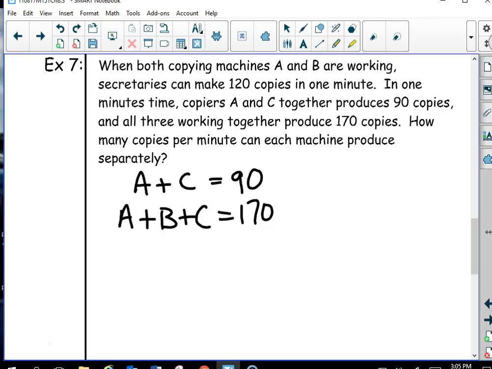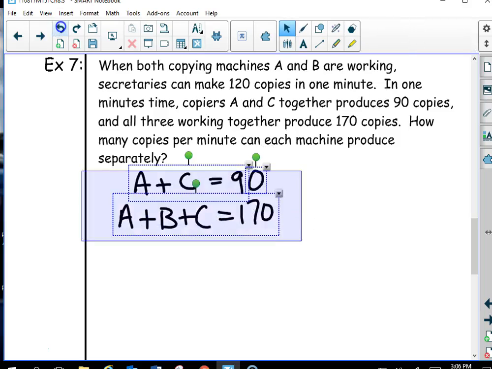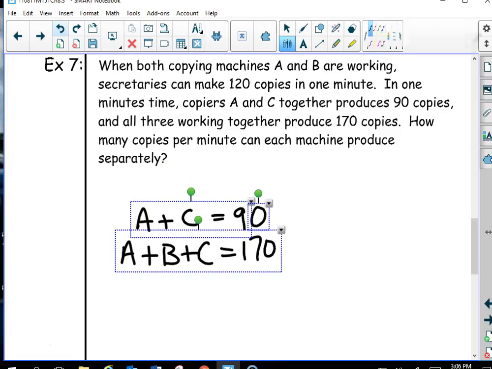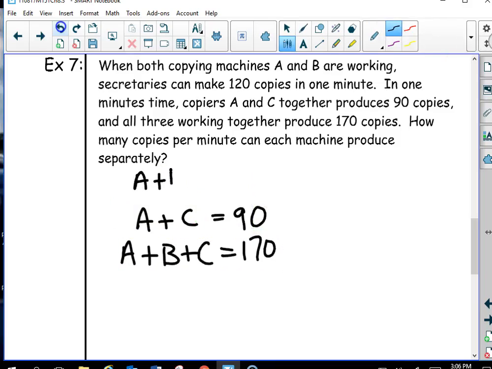All right, I got that wrong. No, I didn't get it wrong. I just skipped the very first fact. Okay, A and C work together. It's A and B makes 120.